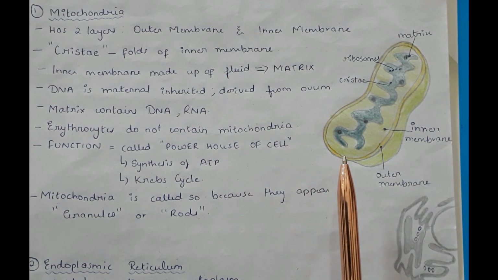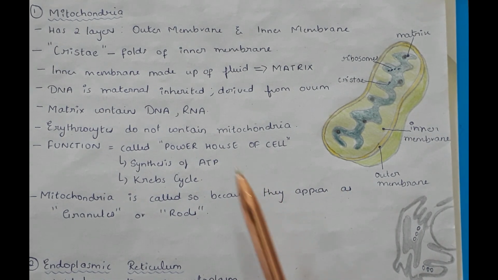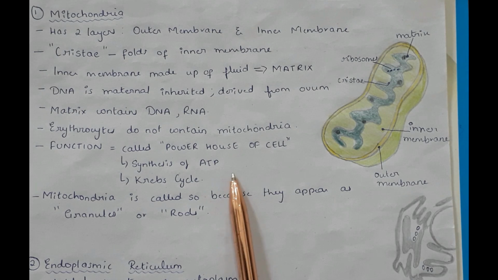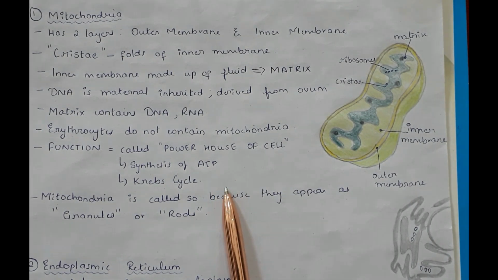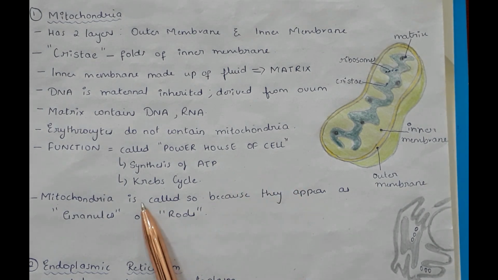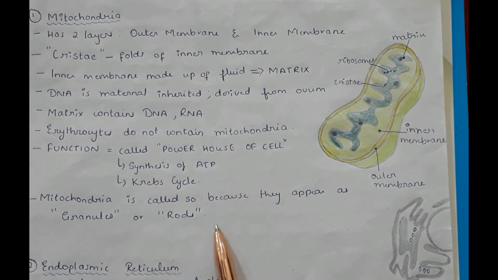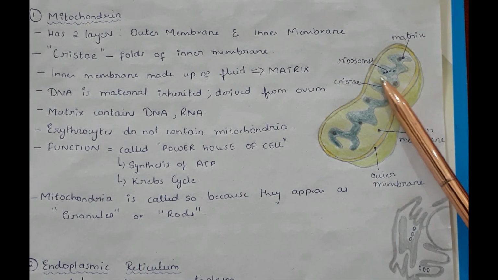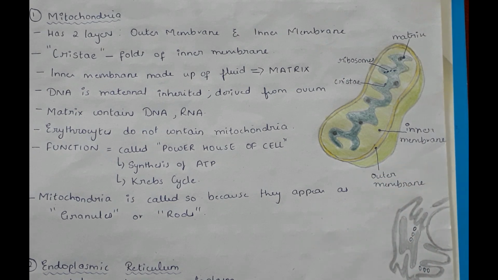Erythrocytes do not contain mitochondria. The function of the mitochondria is that it helps in the synthesis of ATP and also it is involved in the Krebs cycle. Therefore, it is called the powerhouse of the cell. The mitochondria is called so because they appear as granules or rods. So these are the ribosomes, the crista, the inner membrane and the outer membrane.